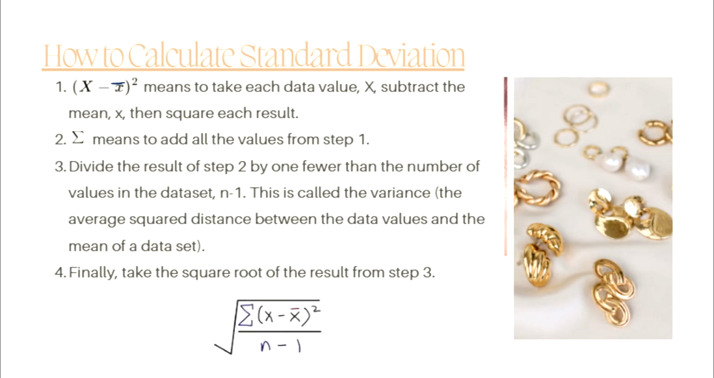So how to calculate standard deviation? You do x minus x-bar, the mean of x, squared. That means to take each data value x, subtract the mean, which is x with the bar over it, then square each result. And that little symbol, I think that's sigma, means to add all of the values from step 1. Then you divide the result of step 2 by one fewer than the number of values in the data set, which is n minus 1. This is called the variance, the average squared distance between the data values and the mean of a data set. And the fourth step is to take the square root of the end result from step 3.